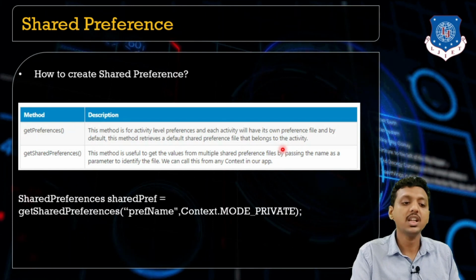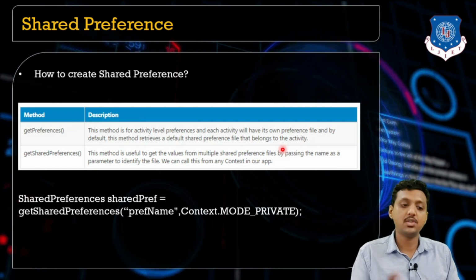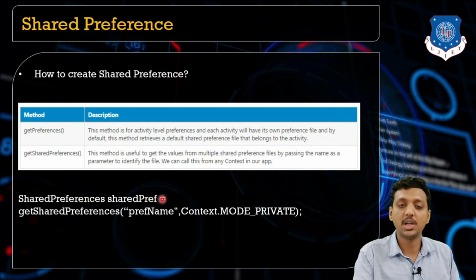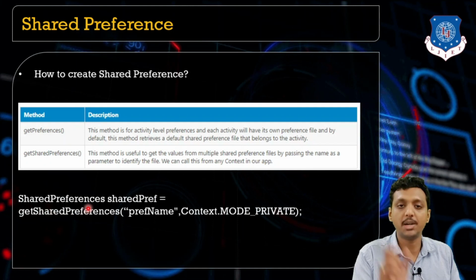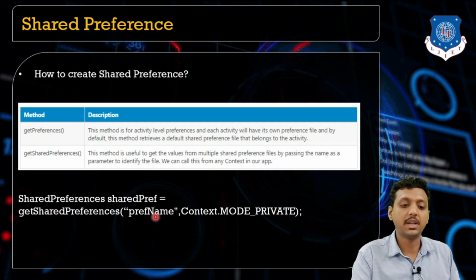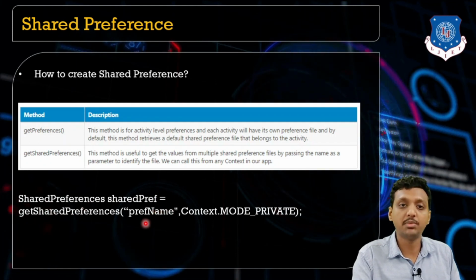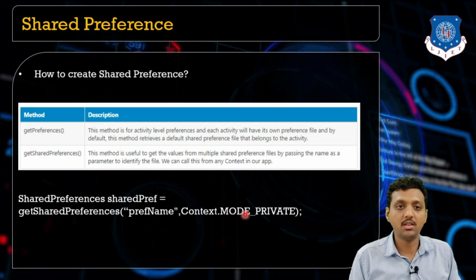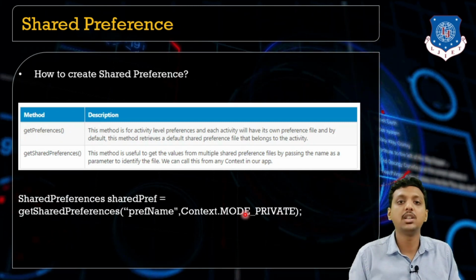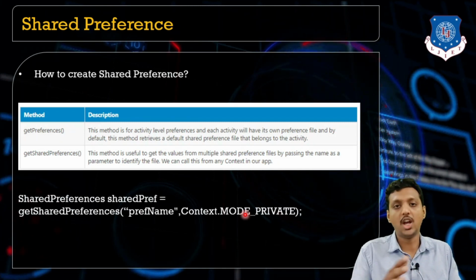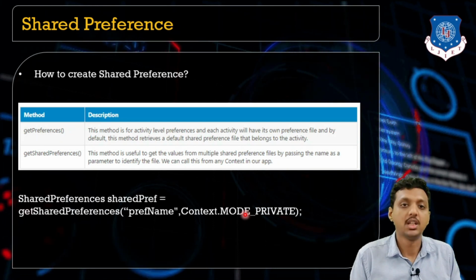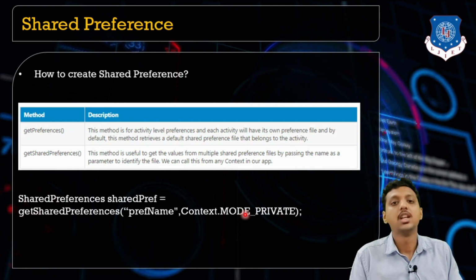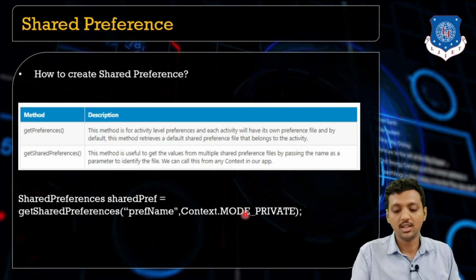Now, next, how to create the shared preference? This is my basic example. You can write SharedPreferences, this is my object, equal to getSharedPreferences. This is the name of the shared preference, and this is the context mode. But how do you want this shared preference variable to be accessible throughout the application? I just want to make it MODE_PRIVATE. That means it is accessible only within the application scope. No other application can access it.